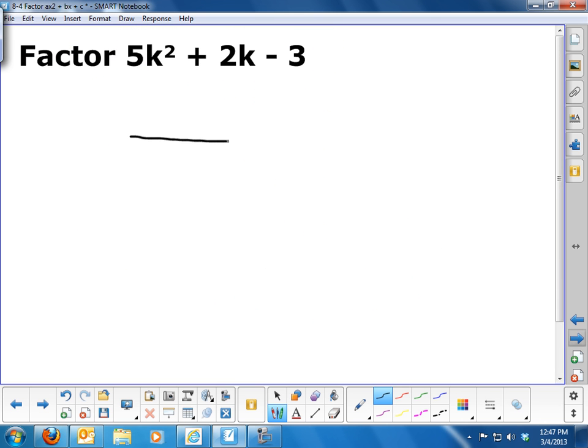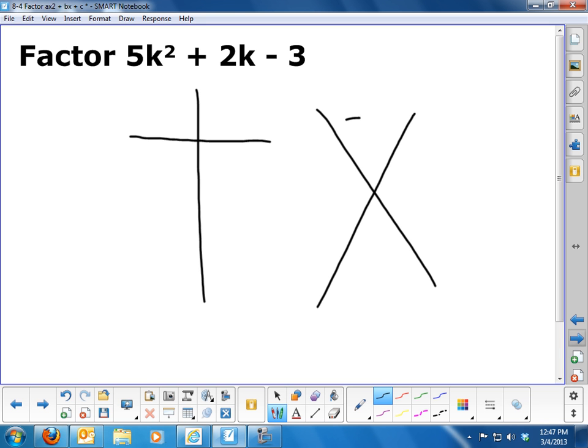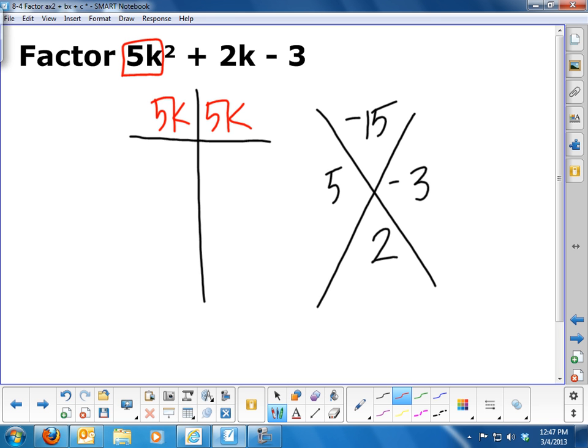I'm going to make my t and my x. In the x, I'm going to have 5 times negative 3, negative 15. The bottom is going to be my 2, the middle term. What multiplies to give me negative 15 that adds to give me 2? That's going to be 5 and negative 3. Okay, so now when I'm making my t here, I'm going to put the 5k at the top, 5k, 5k, and then I'm going to put this 5 and negative 3 underneath, and I'm going to simplify wherever I can.